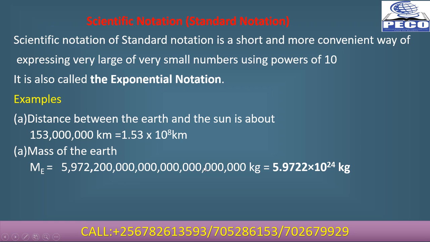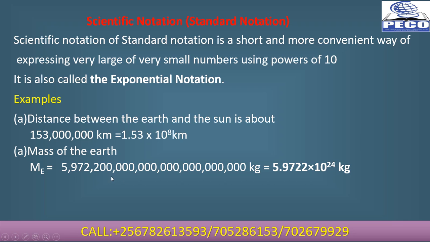Because if we have how many zeros? 1, 2, 3. These are 9. These are billions. These are 12. These are trillions. These are 15. What are these? These are 18. These are 21. Okay. These are 24 zeros. 24. How do you read that? Or how do you write it?